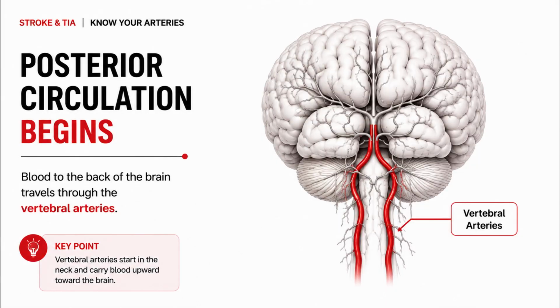Now we move to the posterior circulation. Posterior circulation begins from the vertebral arteries. The right and left vertebral arteries travel upward and join together to form the basilar artery. This vertebro-basilar system supplies very important structures, especially the brainstem, cerebellum, and posterior parts of the brain. So posterior circulation strokes often present differently from anterior circulation strokes.